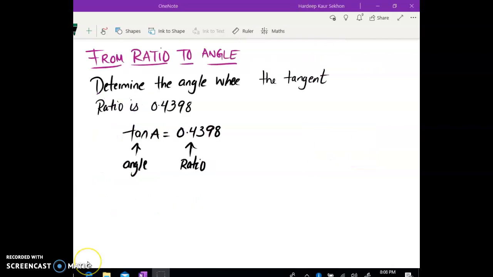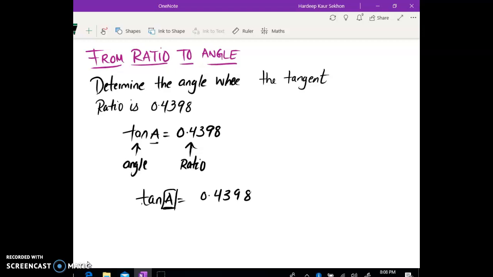Okay, all right, so if you have a question like that, this is from a ratio to angle. When you have a ratio given to you, you have to find what your angle A is. Here we don't know what A is, so this is a little bit different. That's where you have to find what tan inverse is. So now I'm just going to rewrite it. So tan A equals 0.4398. Question is find what your A is.